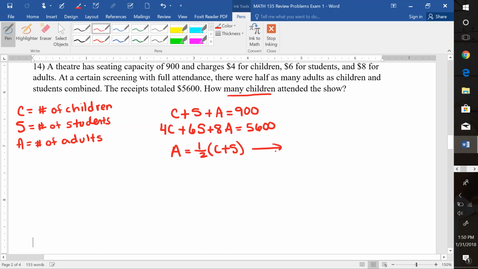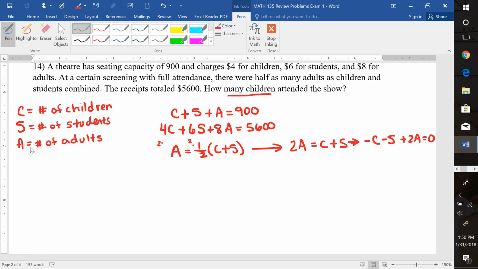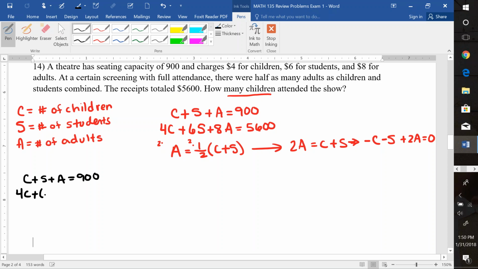Okay, and I'm actually going to adjust this equation because I don't like having the fraction. I'm going to multiply both sides by 2. So that's 2a equals c plus s. And I'm going to adjust it one more time because typically we like all of our variables to be lined up. So if I move the c over, it'll be negative c, move the s over, so it'll be on this side, plus 2a, and then that would leave 0 on the right side. So I'm going to rewrite those equations over here now with the correct position. So c plus s plus a equals 900. 4c plus 6s plus 8a equals 5,600, and negative c minus s plus 2a equals 0.